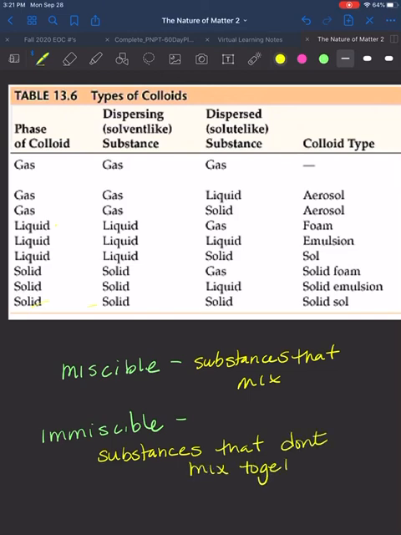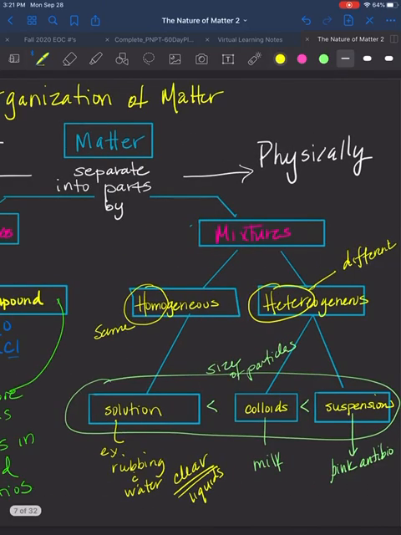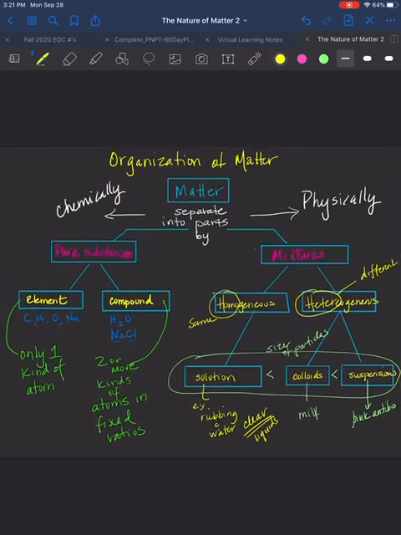Or you can shake them up and they can mix together for a little bit, but if you let them sit, they're going to separate themselves back out. So the terms miscible and immiscible are important to remember when we're talking about our homogeneous and our heterogeneous mixtures, right? So let's go back to our tree.